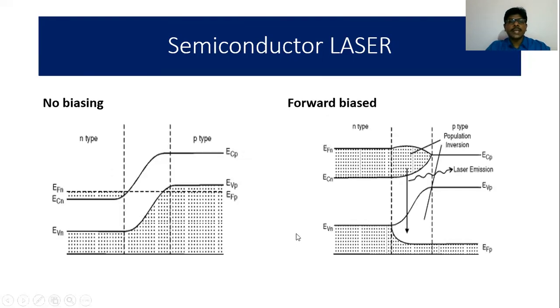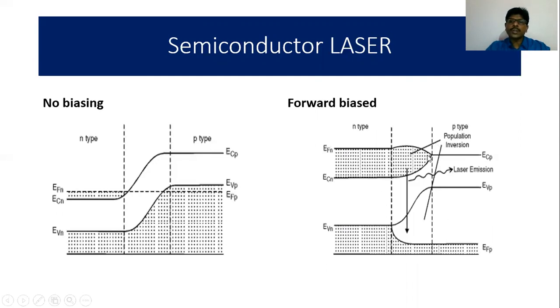This is the energy diagram wherein there is no biasing and it is forward biased. We know that EV is the maximum energy of the valence band and EC is the minimum energy of the conduction band. P indicates P region and N indicates N region. When the p-n junction is forward biased, the electrons will move from the n region towards the depletion region, and holes also move from the p region towards the depletion region.